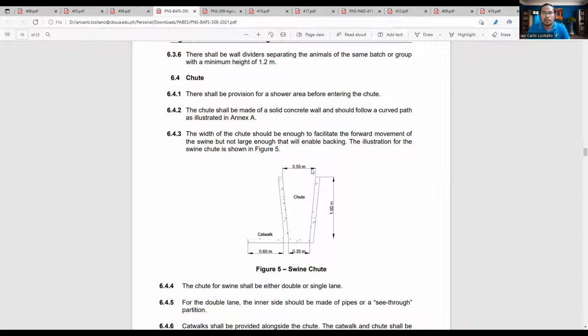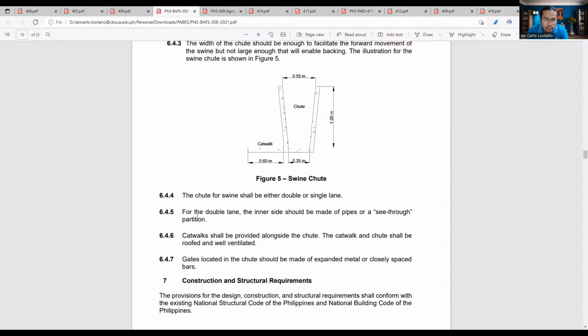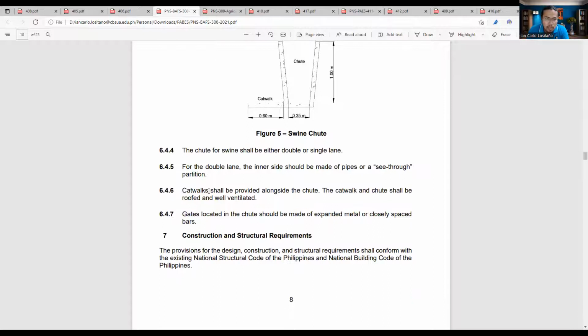So again, the anterior and posterior positions of the animals would limit their movement, unlike in people who can rotate easily with a very minimal area or space required. The chute for the swine shall be either double or single lane. For the double lane, the inner side should be made of pipes or a see-through partition, and this is for easy viewing by the handlers.